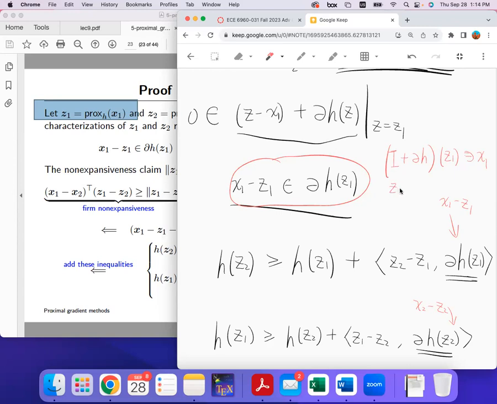And from this, we can derive that Z1 is actually the inverse of this operator applied to X1. Just move that operator to the right-hand side and take the inverse. And we can show this inverse exists and is a unique mapping. And you can see that this is another way to write proximal mappings.